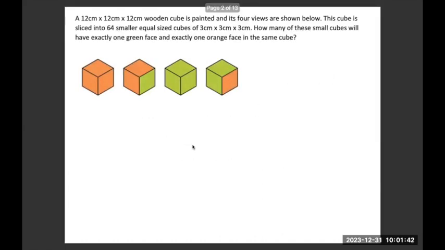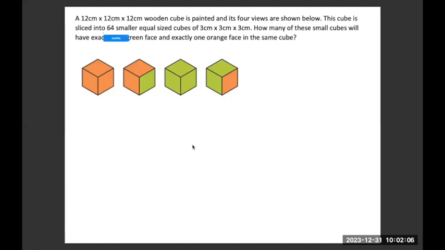All right. This is the first question. You're given a 12 by 12 by 12 centimeter cube. It's a wooden cube which is painted, and its four views are shown below. So it's painted orange and green from the cube which are provided. This wooden cube is sliced into 64 equal sized pieces.